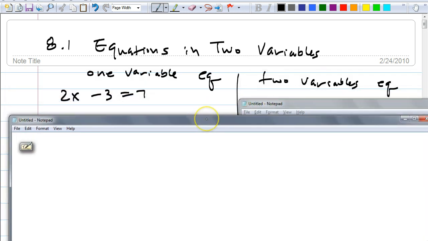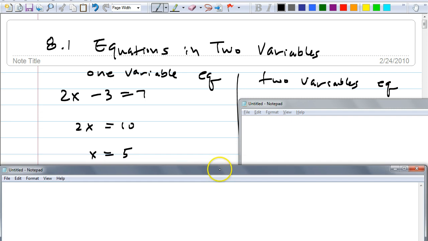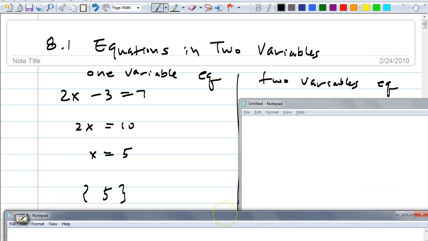First of all, I'm going to show you an equation with one variable, which we're really used to doing. How do we solve for x for 2x minus 3 equals 7? Add 3 to both sides, and divide by 2, and you get 5. So your solution is a number, right? In other words, if I plug in 5 in place of x, this equation is going to be true. The left side will be equal to the right side.